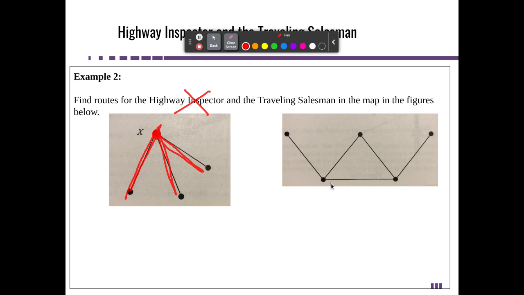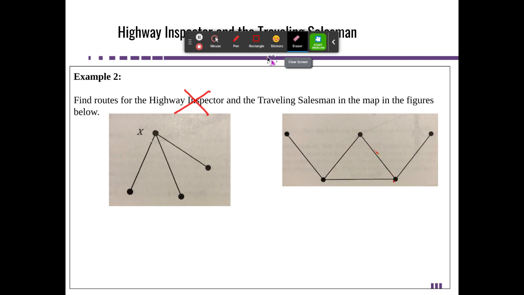So let's take a look at the highway inspector for the second one. So remember, we want to go to each section and not travel on a section more than once. So we go down, up, down, and then we have a problem. Because if we wanted to hit this section, we'd have to travel on that twice. So the highway inspector does not work for either one of these. So let's take a minute. Let's erase this. Let's take a look at the traveling salesperson.